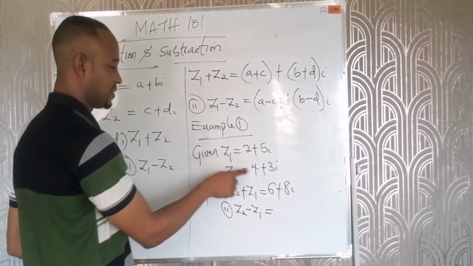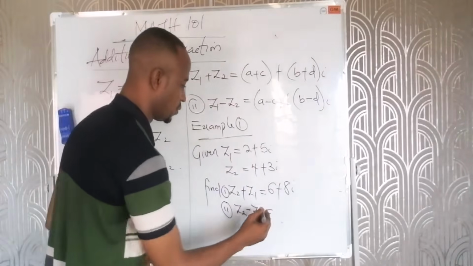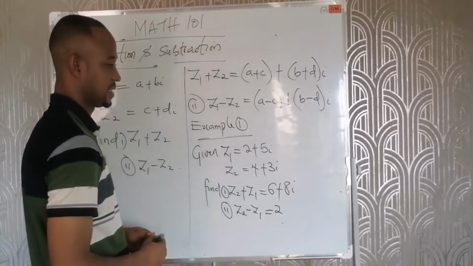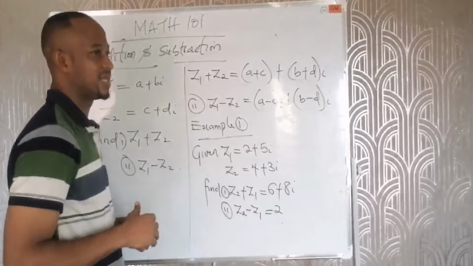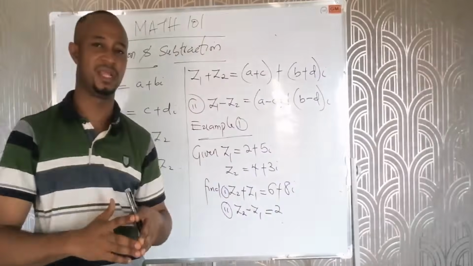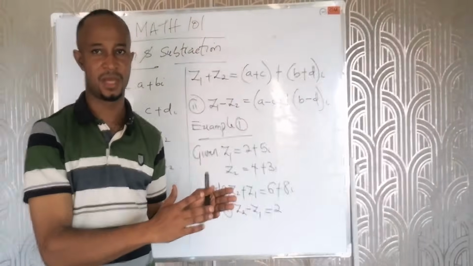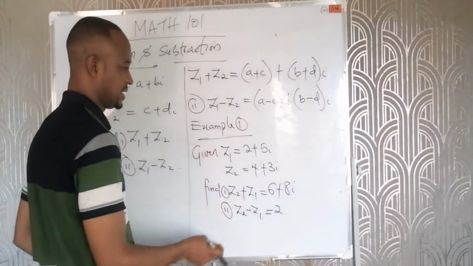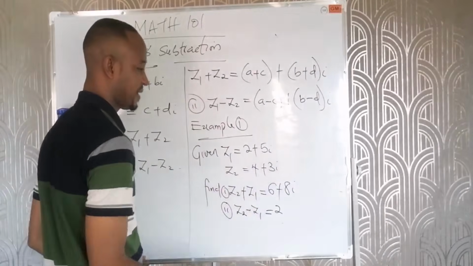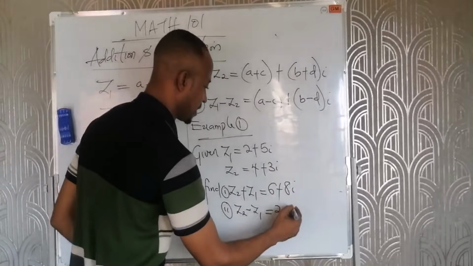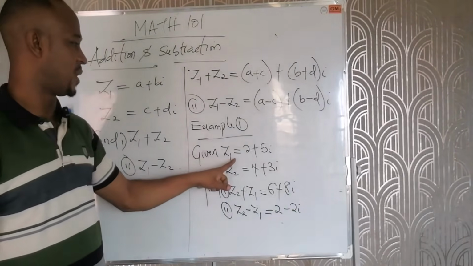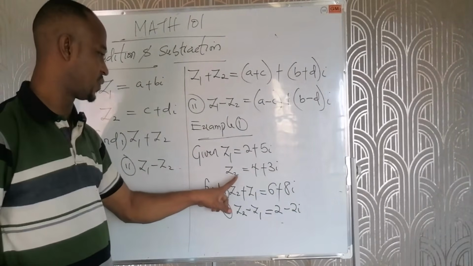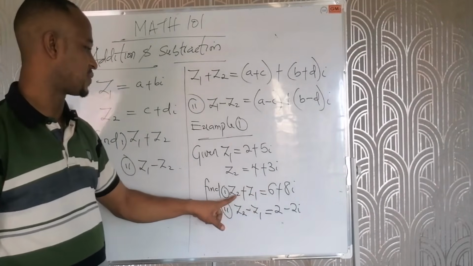Z2 minus Z1, that means 4 minus 2 will give me what here? 2, right? Then 3I minus 5I. When you're subtracting a bigger number from a smaller number, the result must be negative. I hope you are aware. So that means for this, 3I minus 5I will give us minus what? 2I.